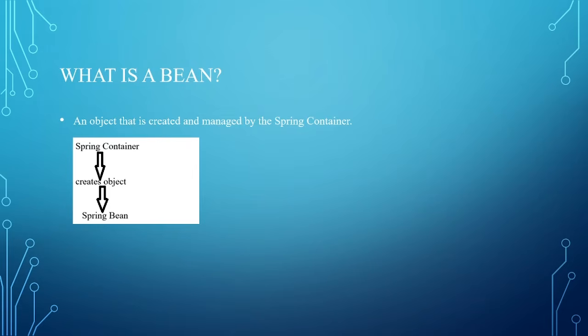Another important Spring term is a bean. A Spring bean is simply an object that is created and managed by the Spring container. For example, if Spring creates an EmployeeService object and manages it, that object is called a Spring bean.